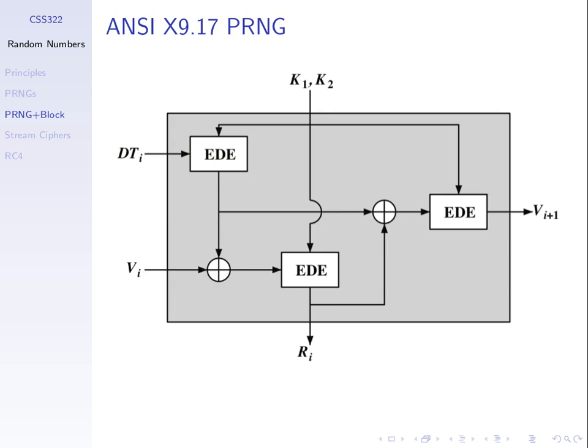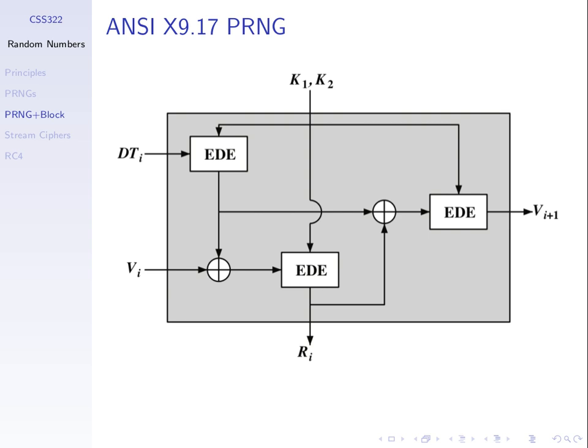This is the structure. EDE is triple DES. Remember, it's applying DES three times: encrypt with DES, decrypt with DES, encrypt with DES. That's EDE. In fact, we use triple DES three times in here. It takes the date and time as a 64-bit value. We take some initial value V, two keys to be used in this triple DES, and we produce R and V as outputs.